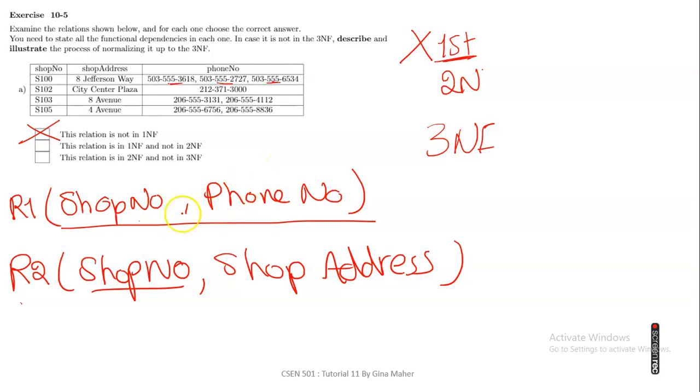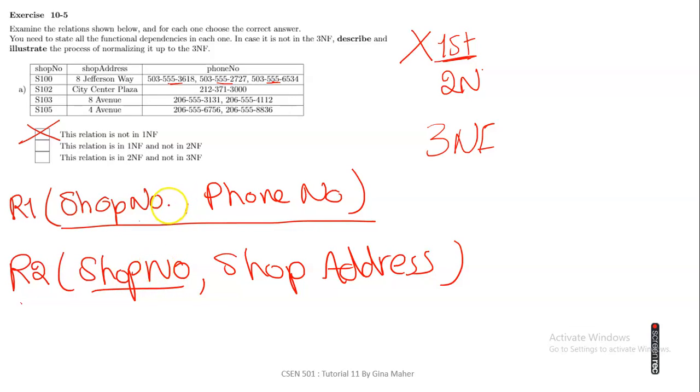Let's check after decomposing whether we are in the second or not. Actually, we are in the second because this relation is composed of a candidate key only. And this one is in the second because the primary key is of one attribute only.